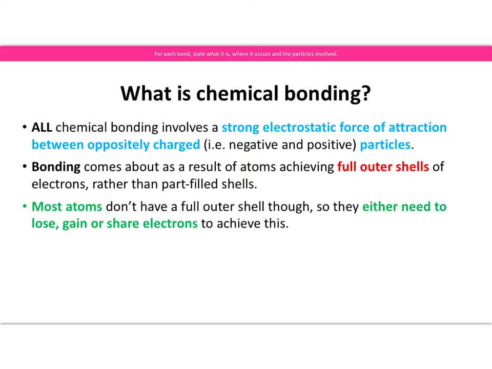Now, how they're going to achieve full outer shells depends on a variety of things, but essentially they're going to achieve that full outer shell by either losing electrons, gaining electrons, or sharing electrons. So one of these three things is going to happen to each atom of each element involved in bonding. They're always going to achieve a full outer shell if they're bonding, and they're going to do so either by losing, gaining, or sharing electrons.